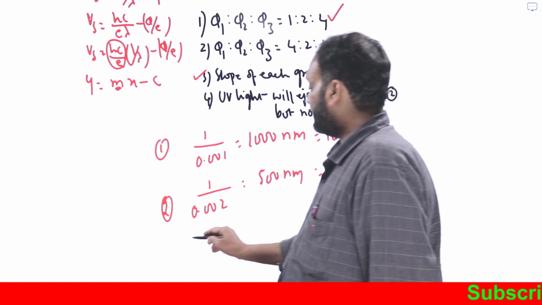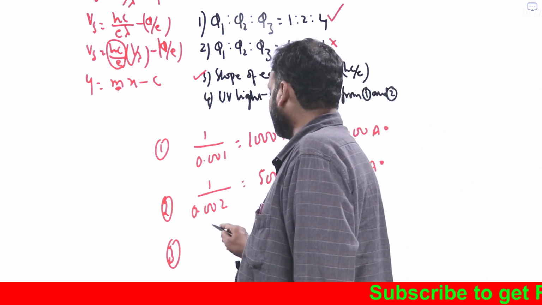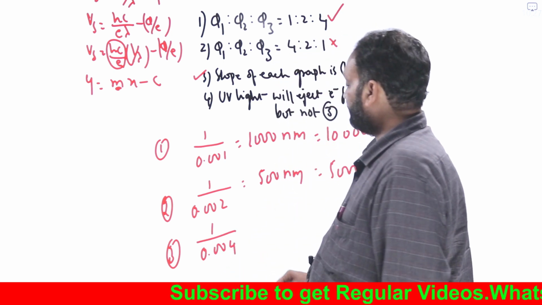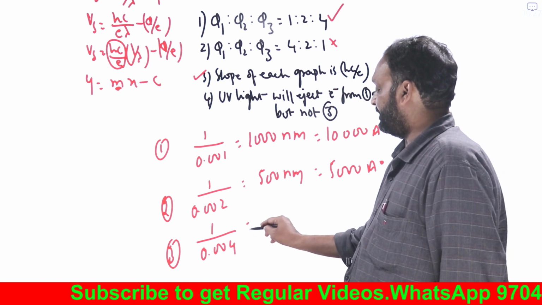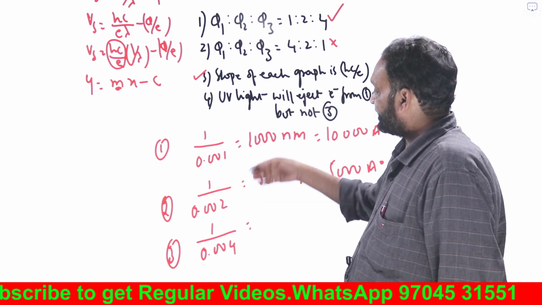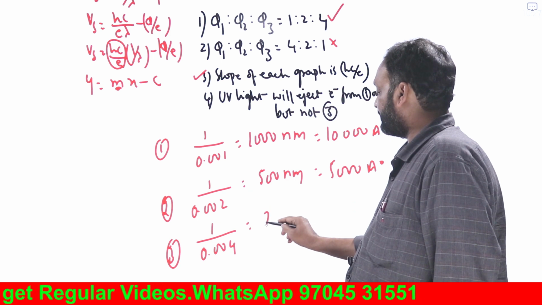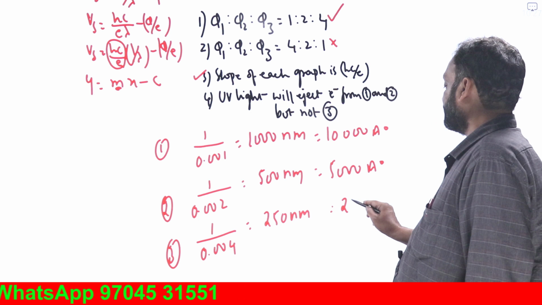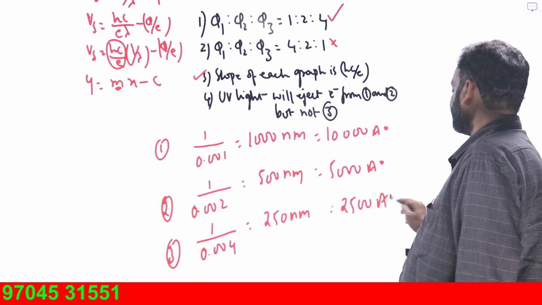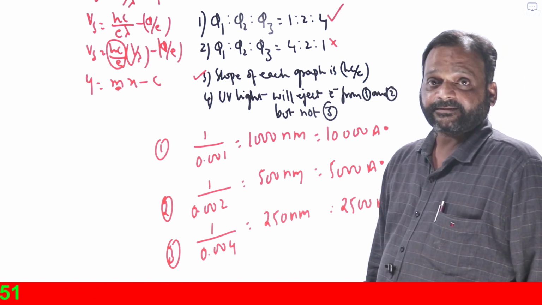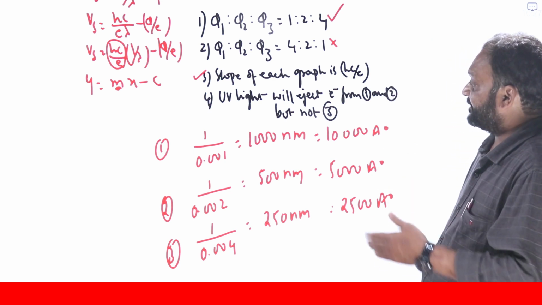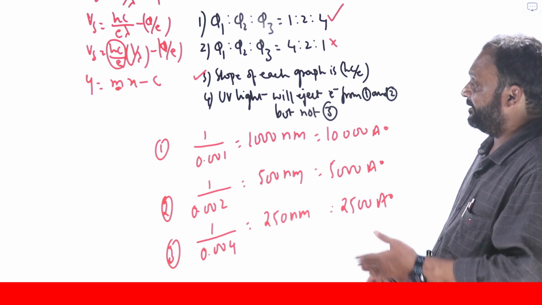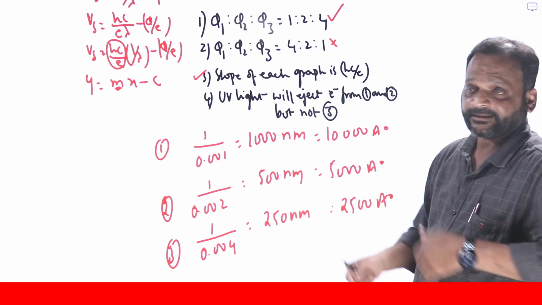Okay, for the third metal, 1 by lambda value is 0.004. So 1 by 0.004, lambda value will be how much? See, this is half of this, that is around 250 nanometers, that is around 2500 angstroms. Means if the incident light's wavelengths are less than these values, then only those metals can show the photoelectric effect.